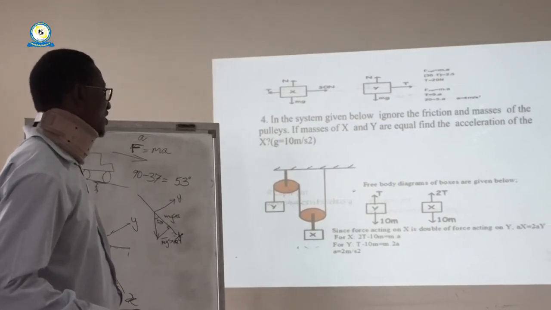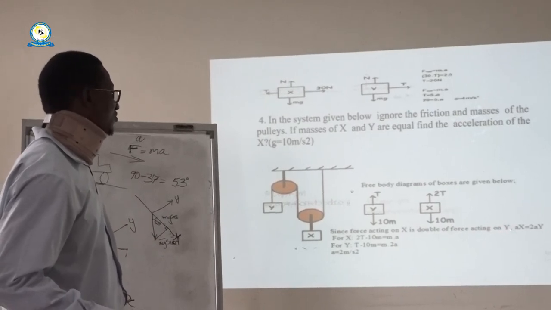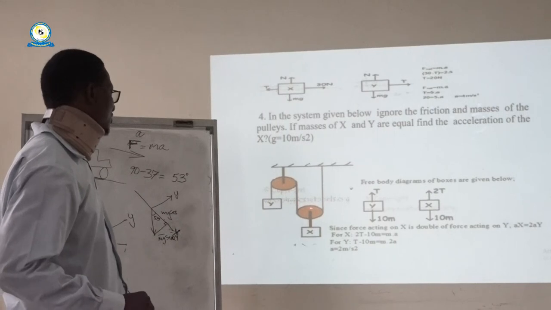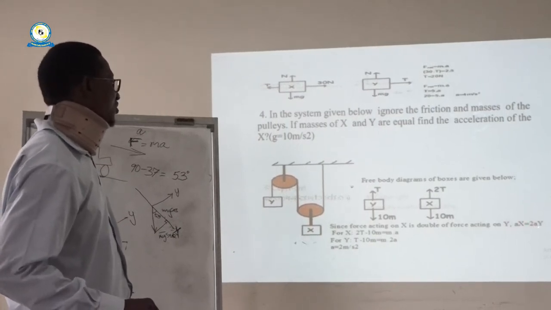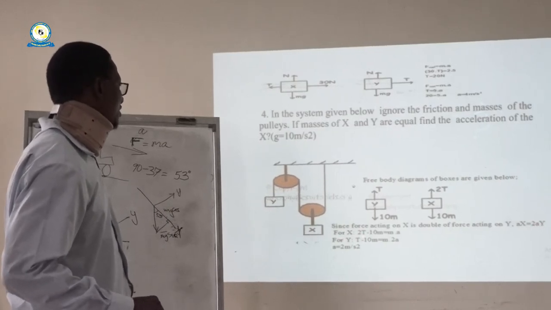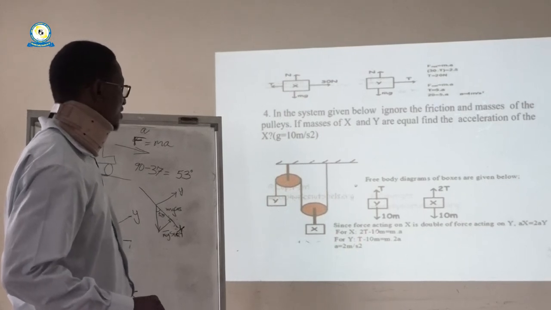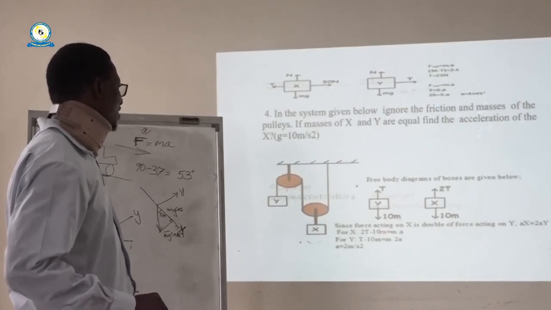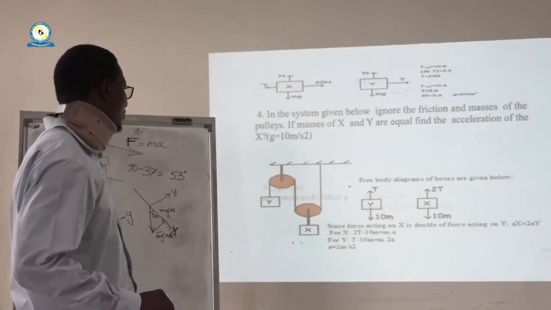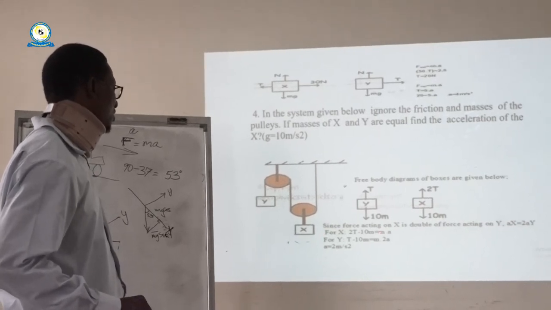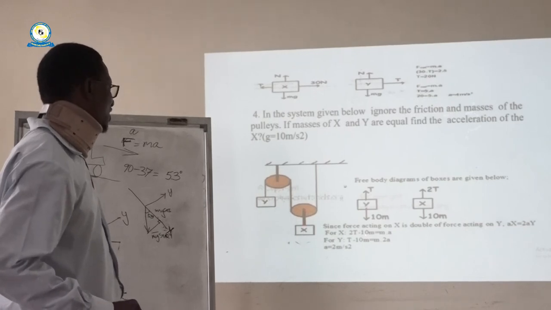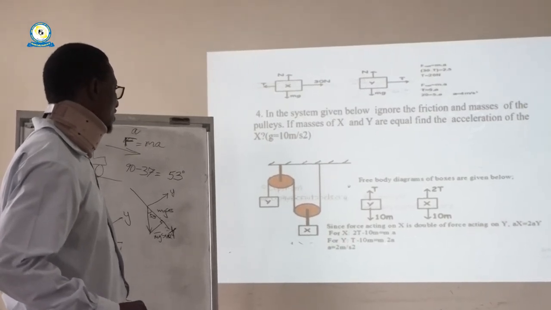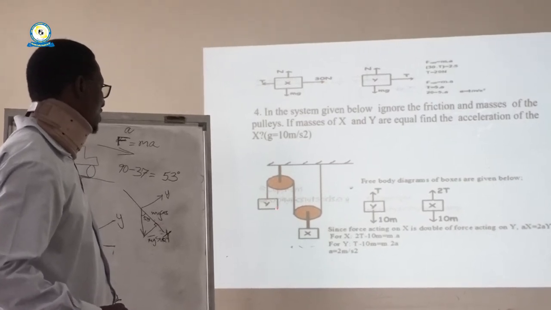Since the force acting on X is double the force acting on Y, because of these two ropes, this doubles this one. AX is equal to 2AY. For X, this body: 2T minus this one, minus weight, equal to MA. They have considered the direction is up for X. Direction is up. That's why this one T is positive and G is negative, which means it's going up. For Y, T is up and acceleration is up also.